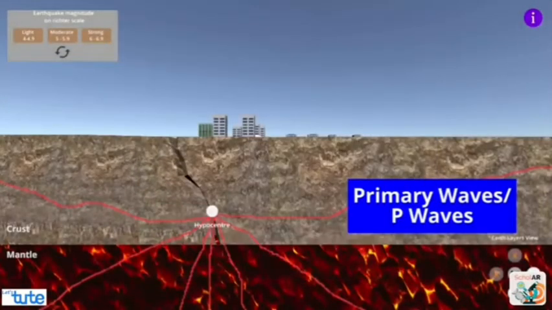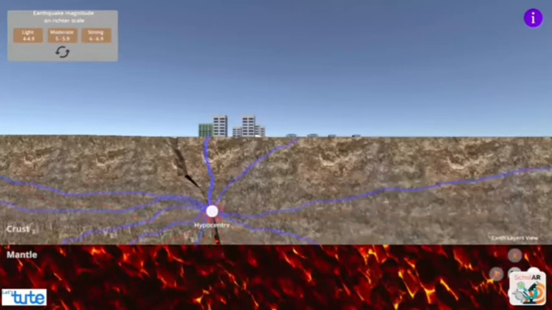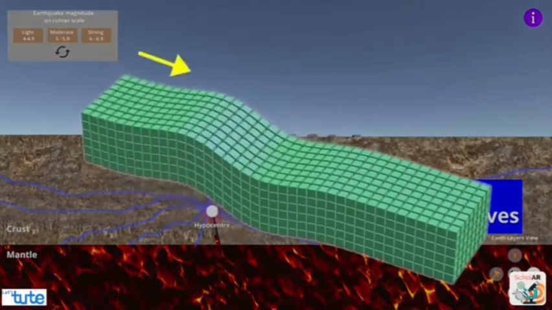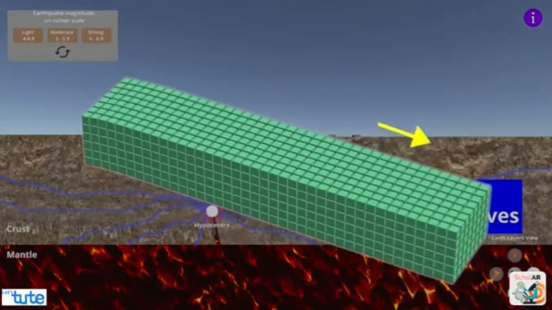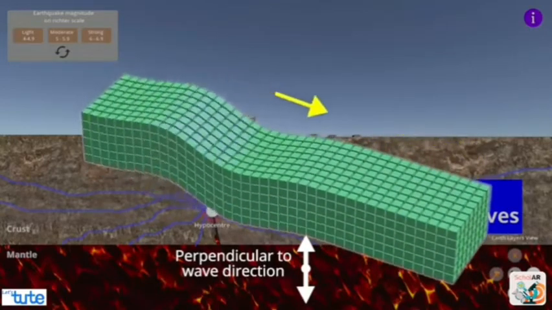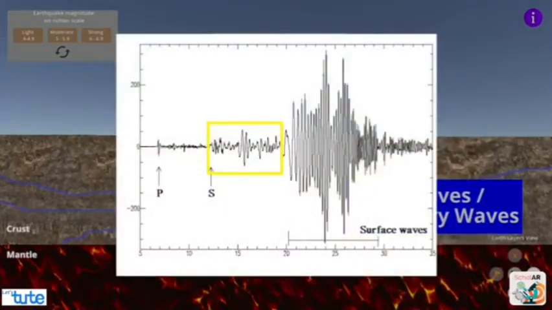Now, after a fraction of a second, when these P waves hit the rocks closer to the surface, they give rise to a new set of waves, the S waves, or secondary waves. These waves are towards the earth crust, and these are the tremors and vibrations that we feel. S waves are the wave motion in a solid medium where the medium moves perpendicular to the direction of the wave. After the P wave, these S waves are recorded on a seismograph.